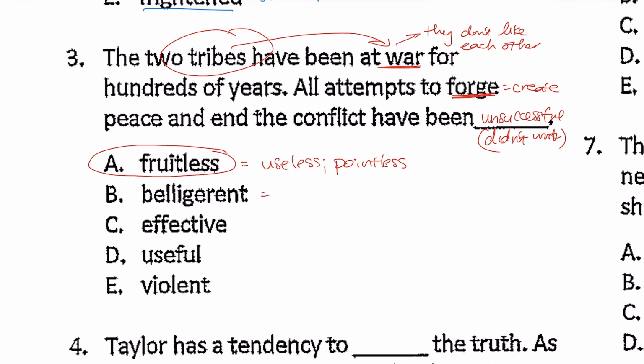Belligerent just means war or just fighting. And then we don't want effective, useful, because this peace didn't work. So effective and useful means it works successfully, and we don't want that. We want the opposite of that. So the best answer is choice A for number 3.